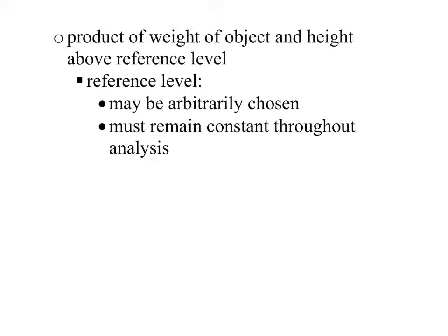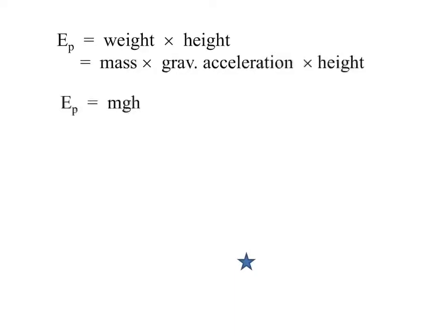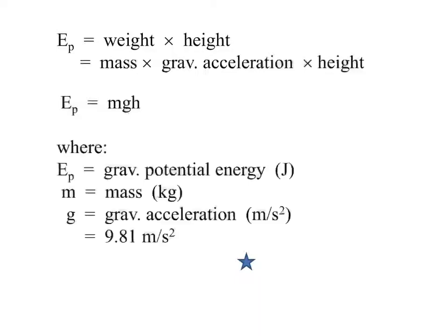So as long as the reference level you're choosing remains constant throughout the entire analysis of its motion, then you're great. Then you're fine, right? But I think we know that from Science 10. We did go over it then. So yes, potential energy is weight times the height. What was weight again? That's mass times gravitational acceleration times height. So therefore, look at that, mgh. Makes a lot of sense.